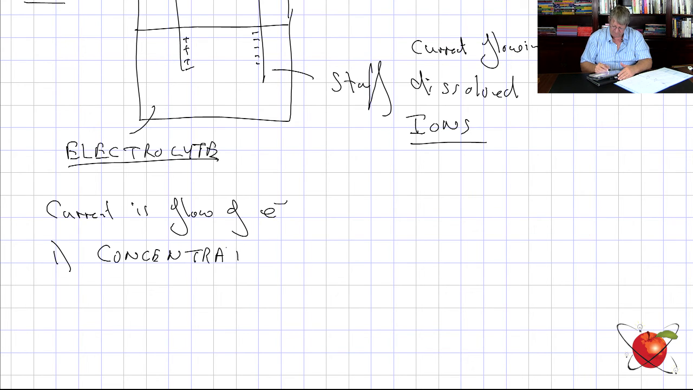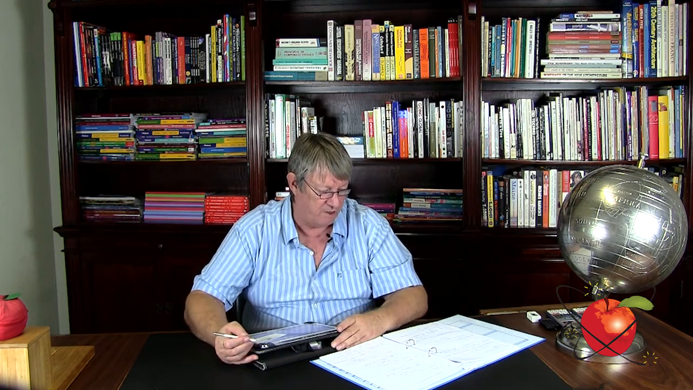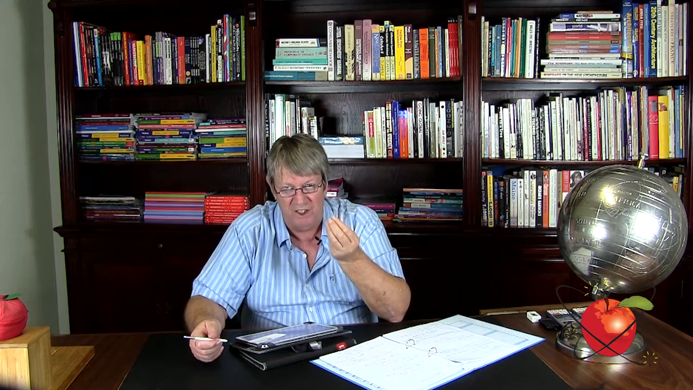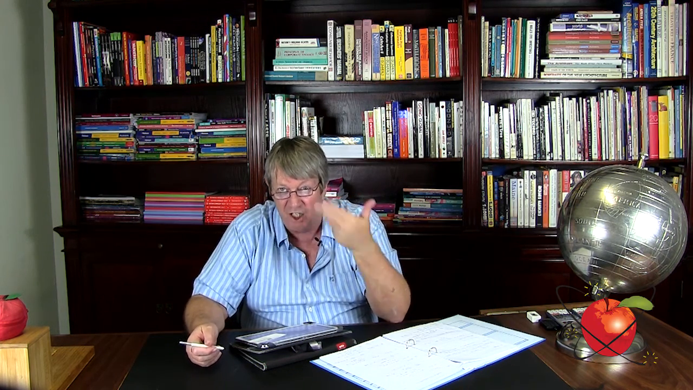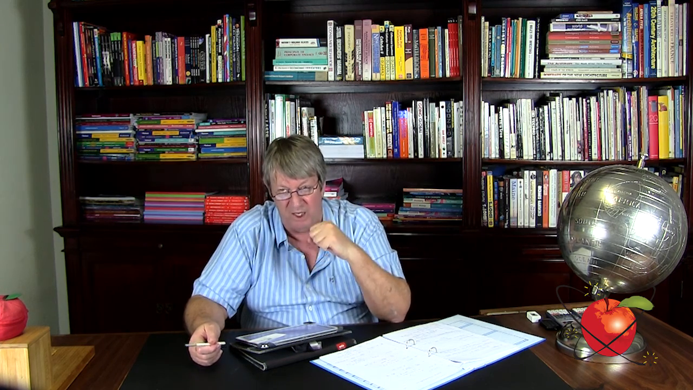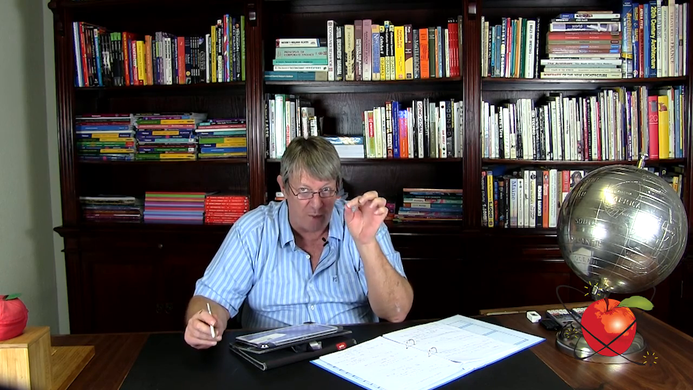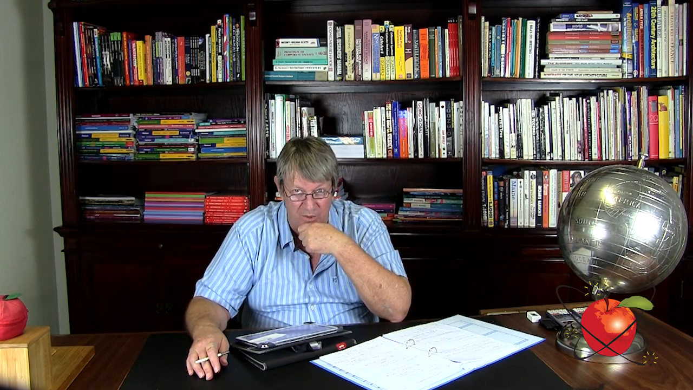concentration. Okay, more ions, more current. Correct? More ions, more current. In other words, if you've got a lot of ions dissolved, it means that there's going to be plenty of ions that can flow, therefore the current is going to be strong, flowing through there. Remember, pure water does not conduct electricity. We had to add a drop of acid to make it actually work, didn't we?